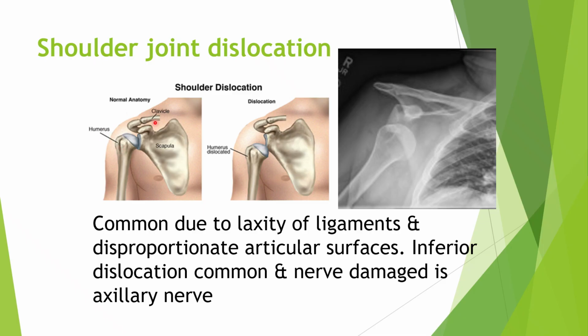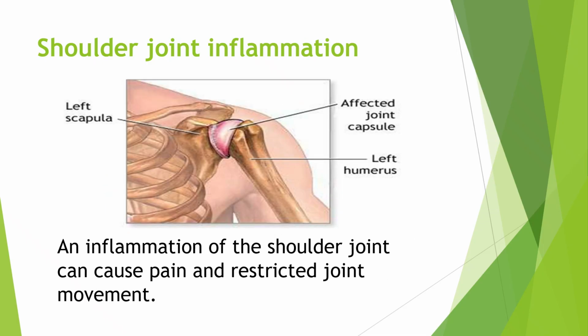When the ligaments get lax, the shoulder joint gets dislocated. Usually the inferior dislocation is common, and when it happens, the axillary nerve gets injured. Inflammation of the bursa around the shoulder joint is bursitis, causing pain and restricted joint movement.